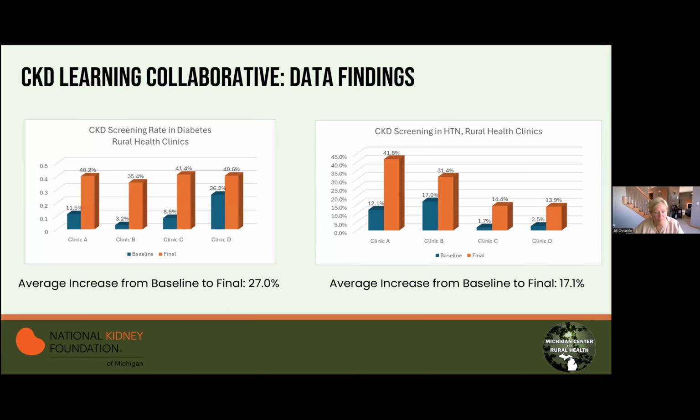So here's the data. As I mentioned, Mary indicating that they knocked it out of the park. You can see for Clinic A, they started at 11.5% in terms of screening rates of those individuals who had diabetes. They ended at 42.2%. Clinic B was starting at 33.2 and ended at 35.4%, which these are huge increases. And again, Clinic C started at 8.6, ended at 41.4. And Clinic D, not as big of a range, but still a huge increase, 26.2% to 46.6%. Those were all individuals who had those screening rates in diabetes.